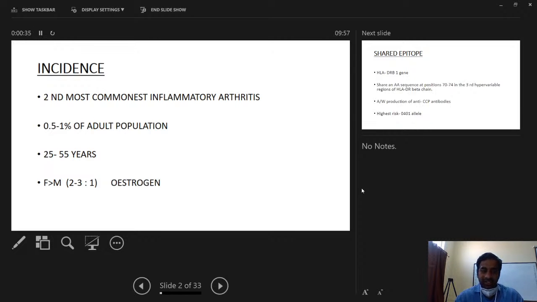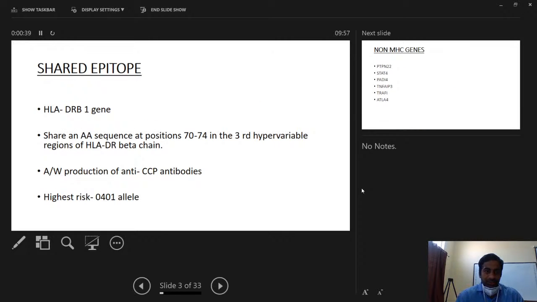The most common reason is the increase in estrogens. Then the genotypes: HLA-DRB1 is the gene most commonly responsible. Usually rheumatoid arthritis patients are positive for that gene. They share an amino acid sequence at position 70 to 74 in the third hypervariable region of the HLA-DR beta chain, and it is more prominently associated with production of anti-CCP antibodies.